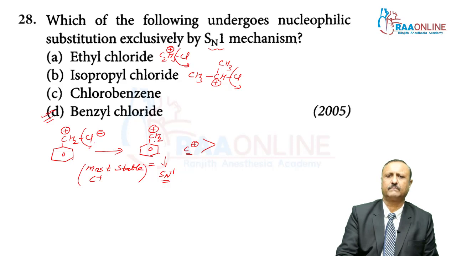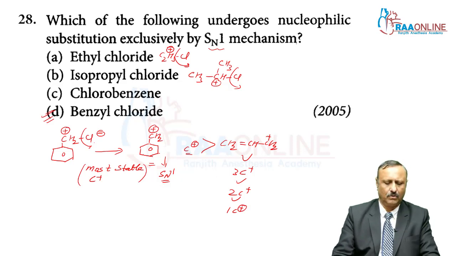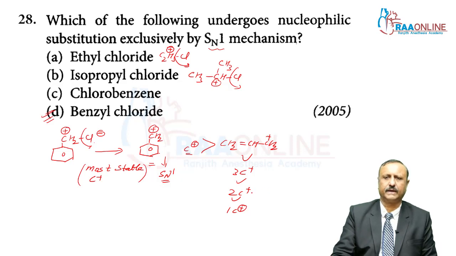Benzyl carbocation, my dear students, is stable. Then CH2=CH-CH2, the allyl carbocation, is more stable than tertiary carbocation, which is more stable than secondary carbocation, which is more stable than primary carbocation. It is the most stable carbocation, so it gives us an SN1 reaction. Now we can go to question number 29.